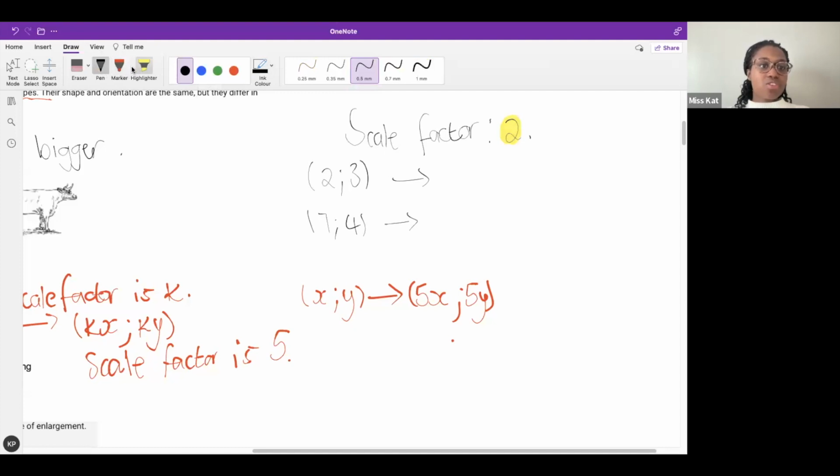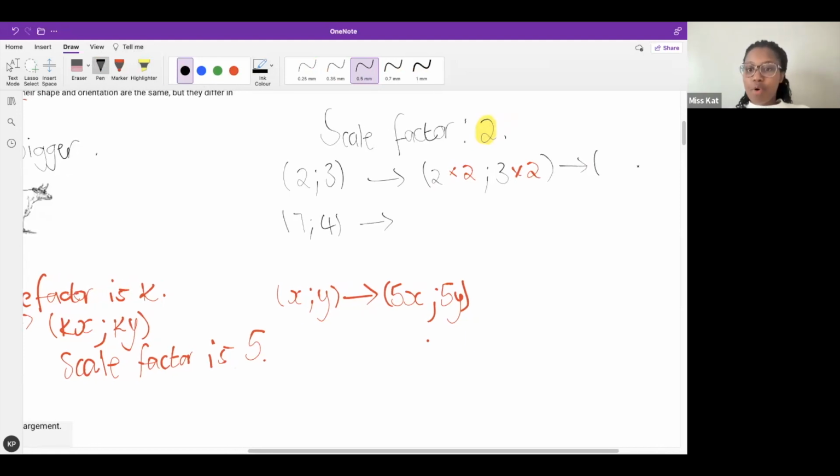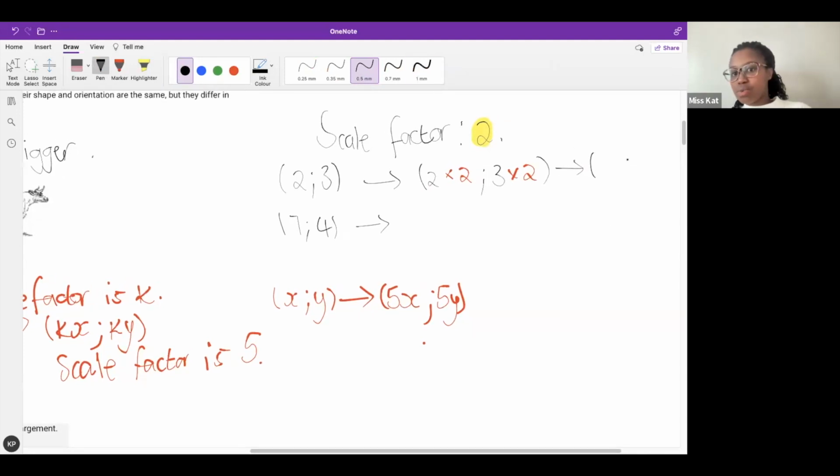So then you're going to say, it's the 2 that was already there, times the 2 that's your scale factor, and then the 3 that was already there, times 2 that's your scale factor. So what's my new coordinate? So your new coordinate is what? 4, 6. Thank you very much, Andiswa. This is my coordinates for my new shape.